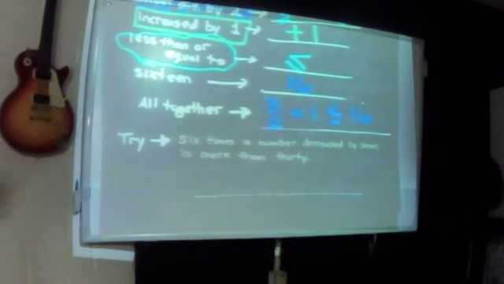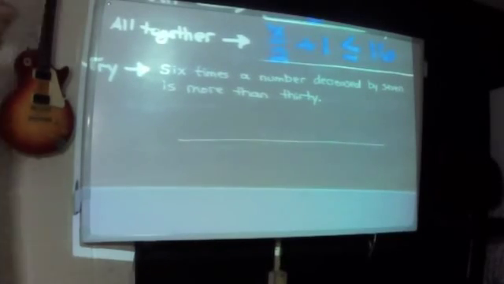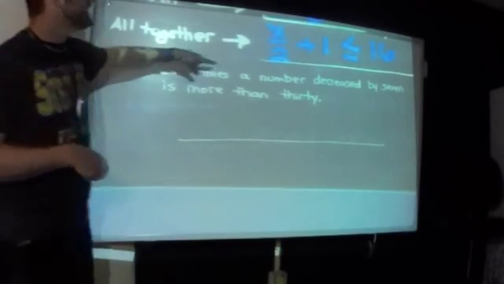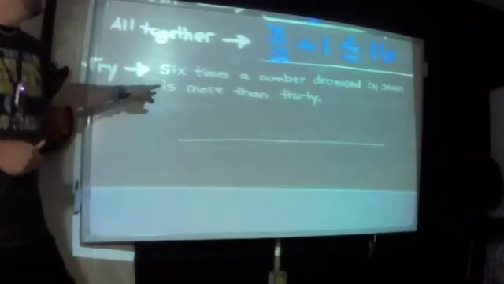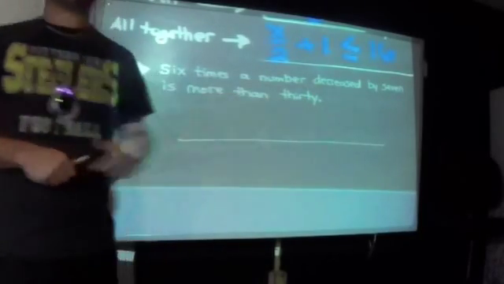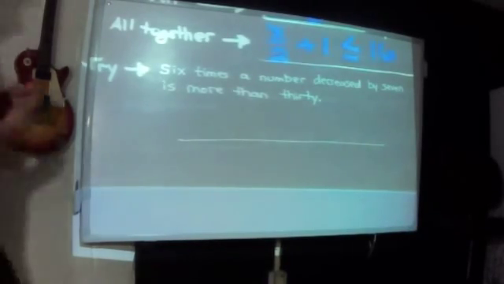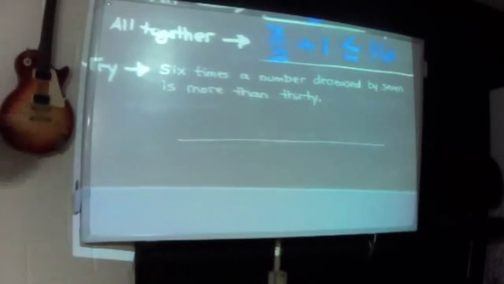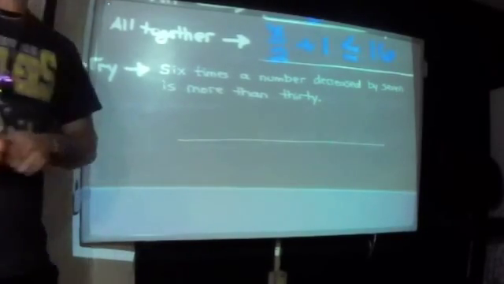Now this last one, really another easy one. I want you to do it. I'm going to read it. This is how your mind should read these as you go along. All right, 6 times a number decreased by 7 is more than 30. See if you can write that one down. I will write it here in a second just to make sure we get the same thing. But mentally read it like this. 6 times a number decreased by 7 is more than 30.